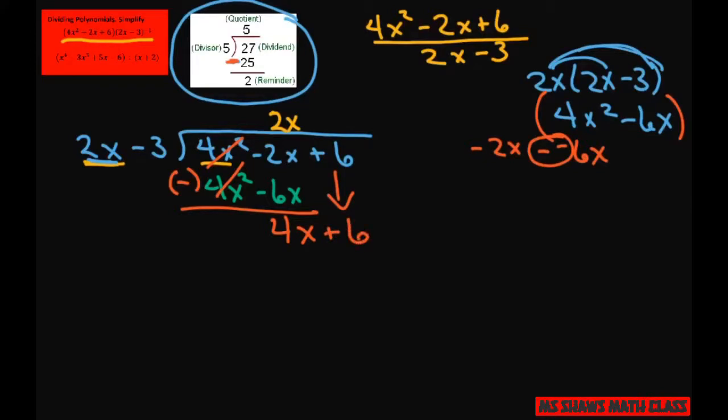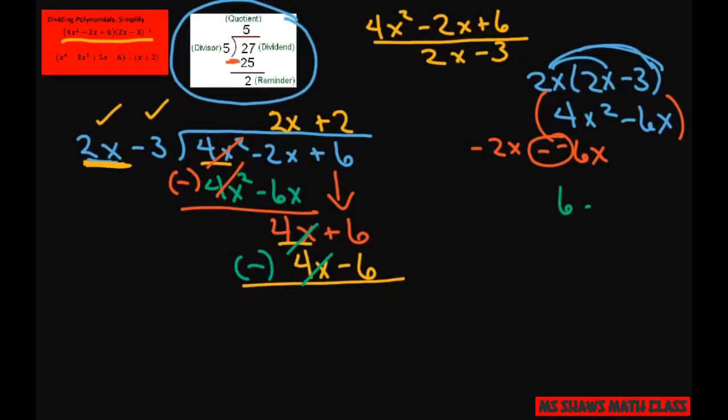All right, next. What times 2x gives me 4x? And that's just going to be plus 2. So we're multiplying 2 by each of these terms. So that's going to be 4x minus 6. Now, when you subtract, you're going to get 4x minus 4x is 0. 6 minus a negative 6 is 12. So that's 12. Your remainder, therefore, equals 12.